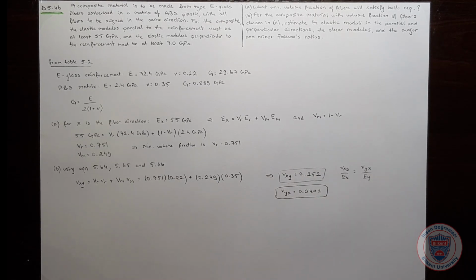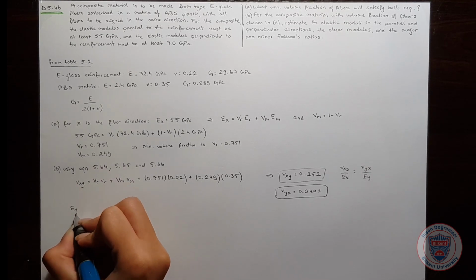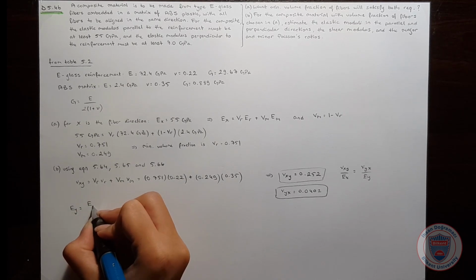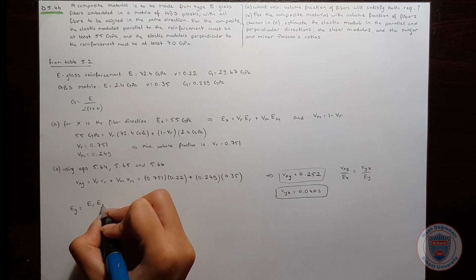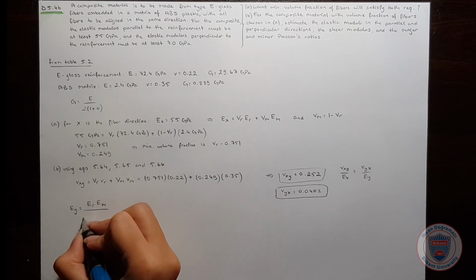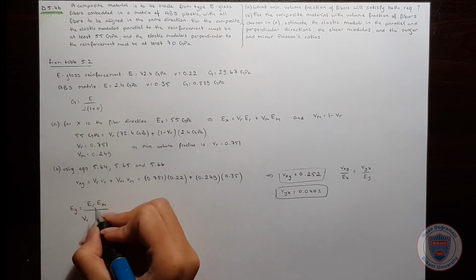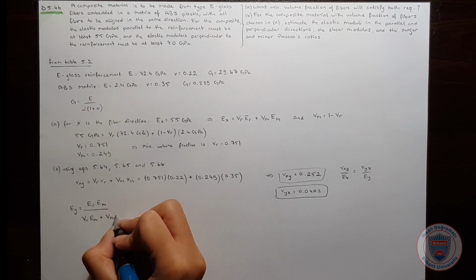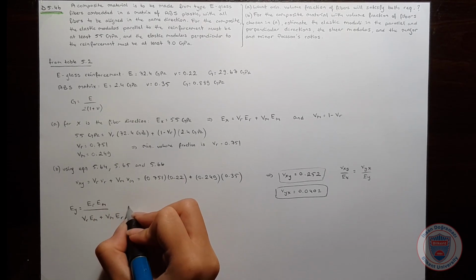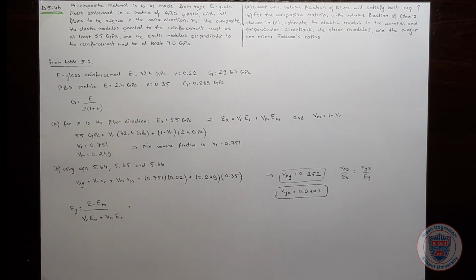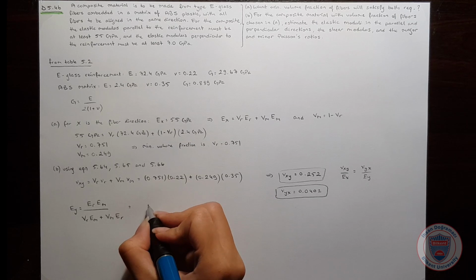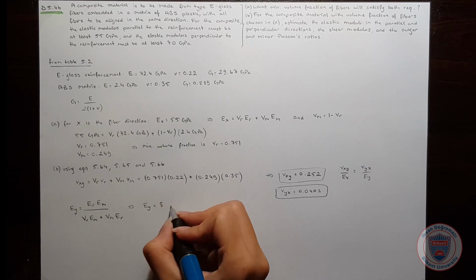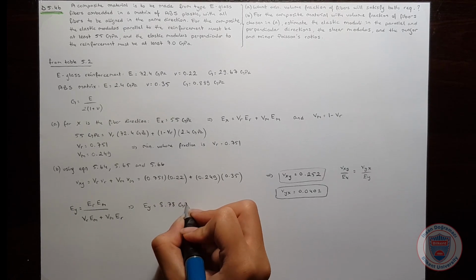Let's compute Young's modulus y, and we know that it is Young's modulus for reinforcement times Young's modulus for the matrix over, again, volume fraction for reinforcement times EM plus VM times ER. And we also have the data for these values, and we got EY is equal to 8.78 GPa.